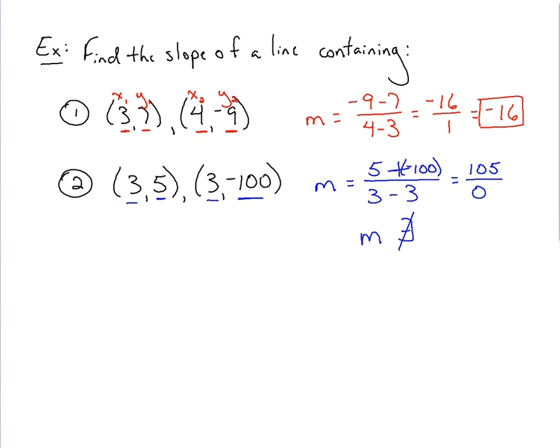All right, I want to do one other here before we move forward, just because I want to do one with fractions, and you know what that means. Fractions equal fun. So here's a line passing through an ordered pair of 1/2 and negative 1/2, as well as another point of 3/5 and 9.